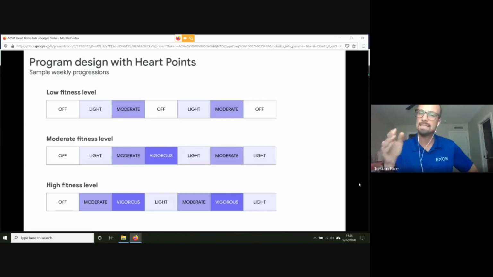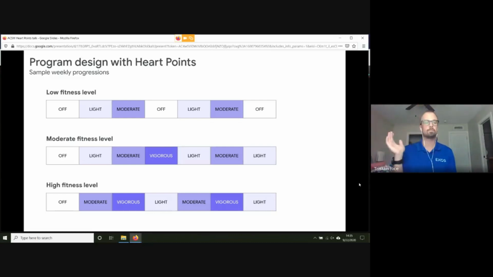Moderate fitness level, then same intent, same target, right? We want to put them in a position to be successful. But now we start to introduce those vigorous intensity sessions, versus the high fitness level might get that standard template that we talked about before.